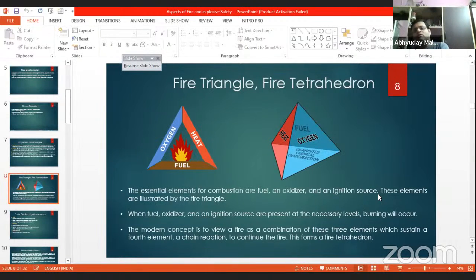Now, a modern concept has evolved which looks at fire or combustion in a different way. It views the three elements, that is oxygen, fuel, and the heat, that is the ignition source, together sustaining the fourth element, that is the combustion or the uninhibited chemical reaction itself. This combustion reaction is expressed as an uninhibited chemical chain reaction. So these four elements together constitute a fire tetrahedron. So the modern concept of a fire triangle has evolved into a fire tetrahedron, where the original three elements of a fire triangle together work to sustain the fourth element, that is the uninhibited chain reaction, which is nothing but the fire.